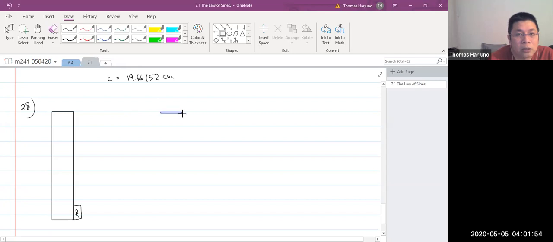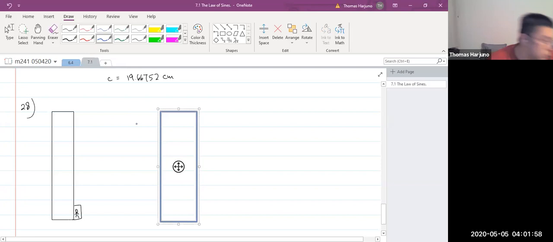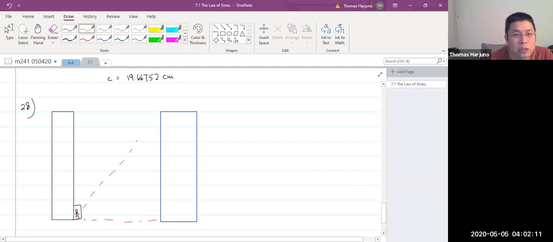Let's say across the street, there's another building. Notice that the angle of elevation is 48 degrees. Angle of elevation refers to the angle from the horizontal going up. So this is 48 degrees.